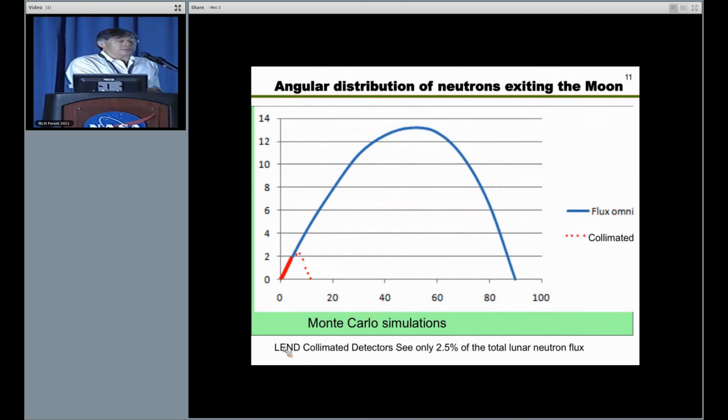What is also important is the angular distribution, as seen from the ground, of the emergent neutrons. So this red is the actual portion that is seen by the collimator detectors. It's only 2.5%.